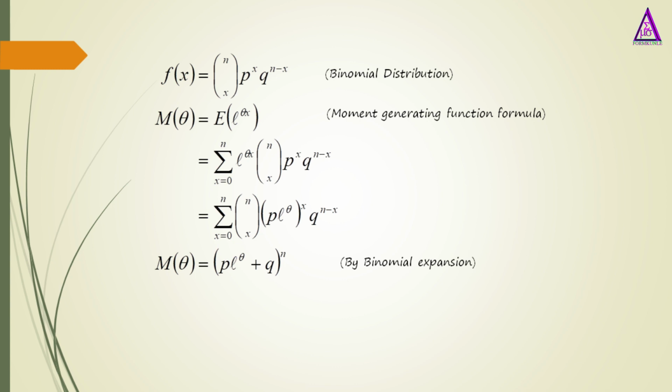And the last equation here, which is M(theta) equals the bracket p exponential raised by theta plus q, all raised by n, is the binomial expansion.